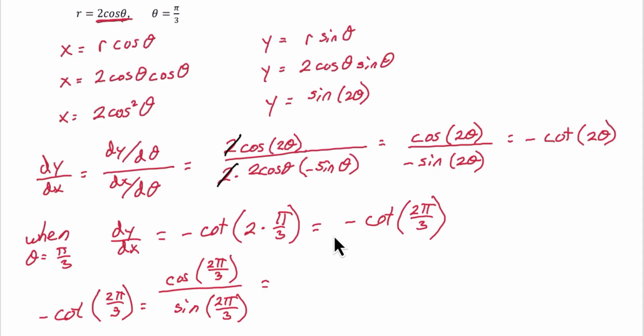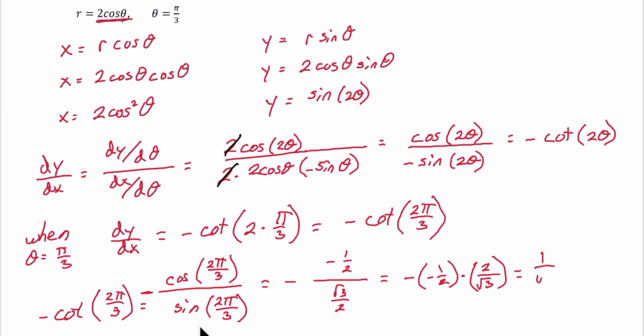And from here we just need to think about our unit circle. Don't forget that negative, almost dropped it. We have negative, looking at the unit circle, the cosine of 2 pi thirds, that's negative 1/2. And the sine of 2 pi thirds is root 3 divided by 2. So simplifying this now, fraction divided by a fraction, we have negative 1/2 times the reciprocal. That would be 2 divided by root 3. Leaving us with 1 divided by the square root of 3.